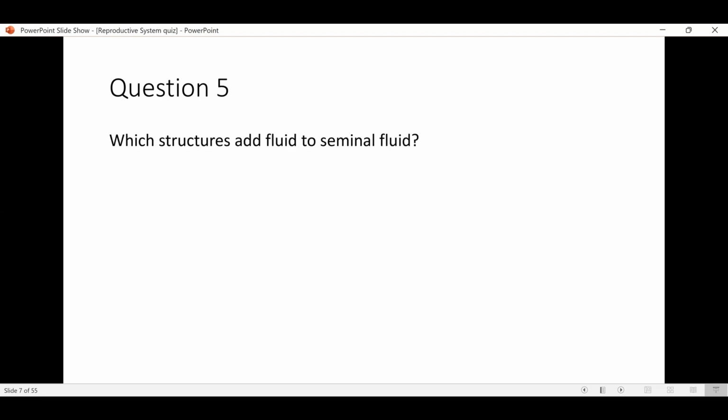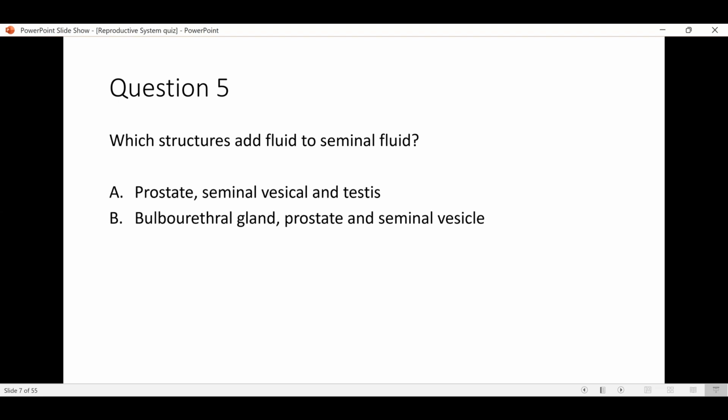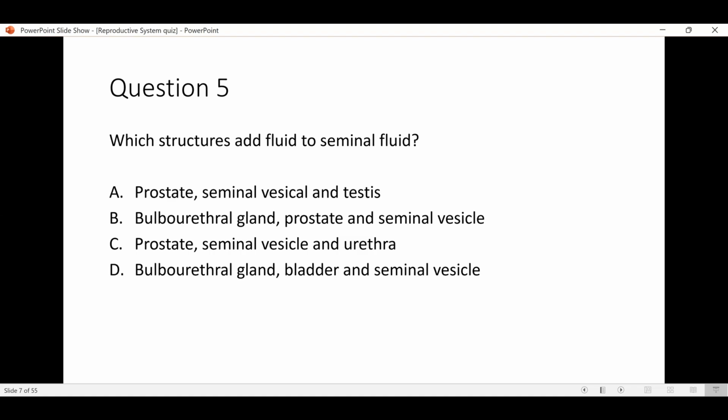Question 5. Which structures add fluid to seminal fluid? Prostate, seminal vesicle and testes, bulbourethral gland, prostate and seminal vesicle, prostate, seminal vesicle and urethra, bulbourethral gland, bladder and seminal vesicle.